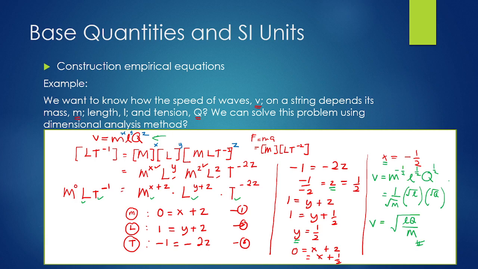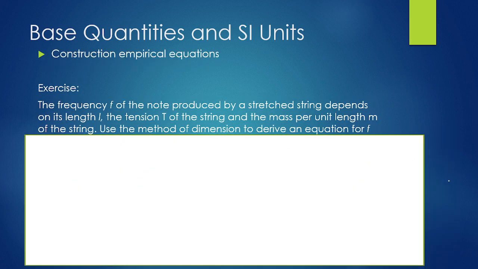I hope you understood this example. Going to the next example over here. The next example is: the frequency f of the note produced by a stretched string depends on its length L, the tension T of the string, and the mass per unit length m of the string. Use the method of dimensions to derive the equation of f.